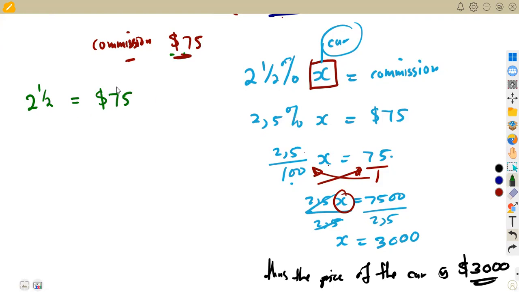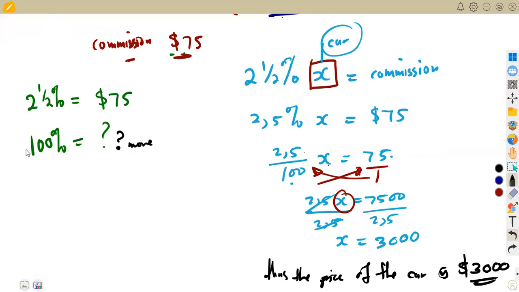The price of the car, since a commission is taken from the amount of the car, it means the price of the car will be at 100%. This is 2.5% representing this amount. But the car, with the price of its car when sold, it is sold at its normal price at 100%. So you're asking yourself now, before we remove the 2.5%, what was the price at 100% here?